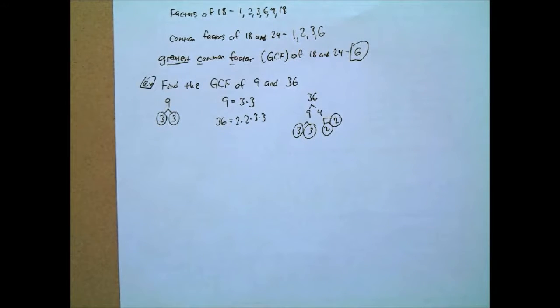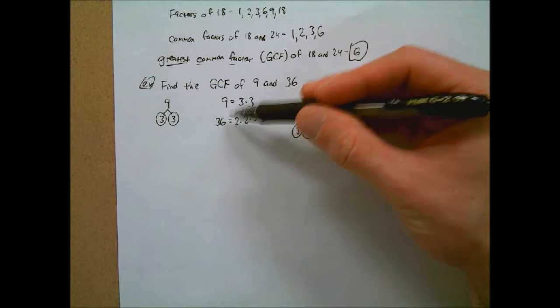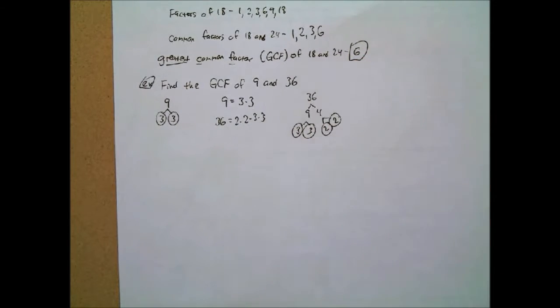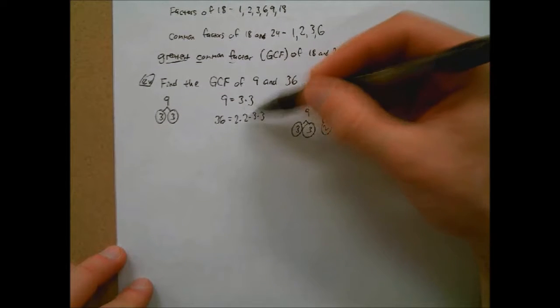Okay, so this is called the prime factorization. We rewrote 9 and 36 as a product of primes. Every number has a unique product of primes that it breaks down into. Okay? So these are all factors, right? These all divide. But now we're looking for the greatest common factor.